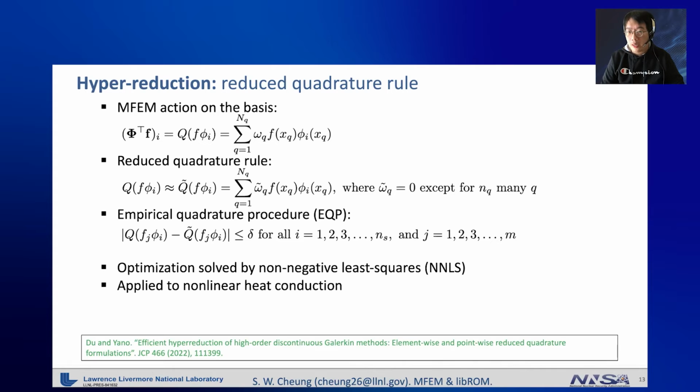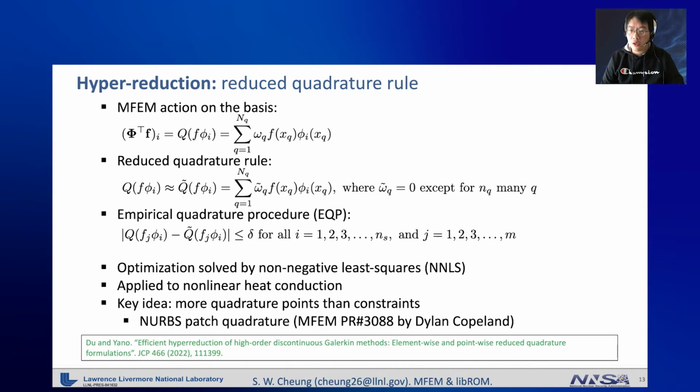We have applied this hyper-reduction idea to the nonlinear heat conduction. But more interestingly, this idea is not only useful in nonlinear model reduction, but in any case where we have more quadrature points than constraints. Dylan has implemented this idea to accelerate the NURBS quadrature in MFEM and observed a 6x speedup.